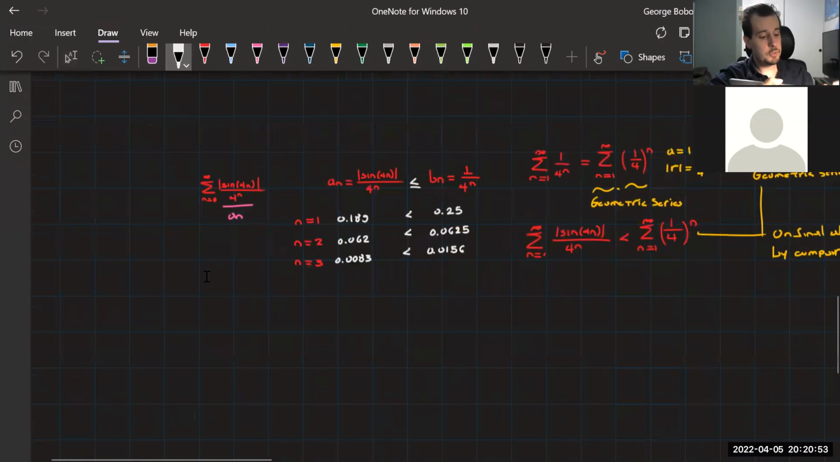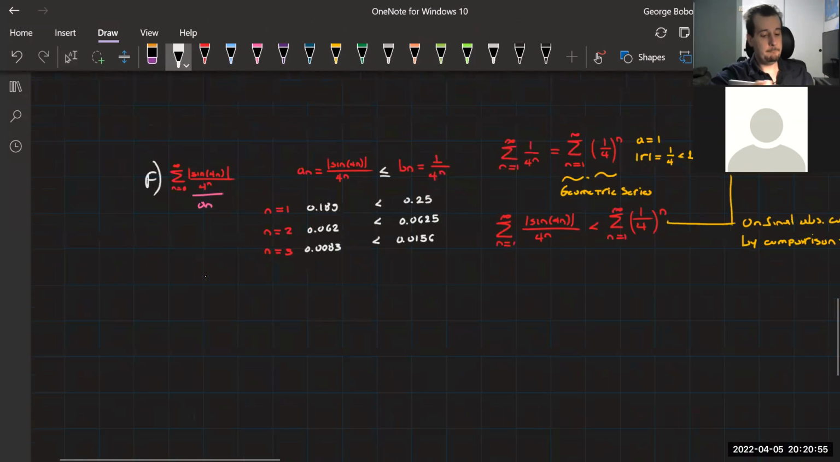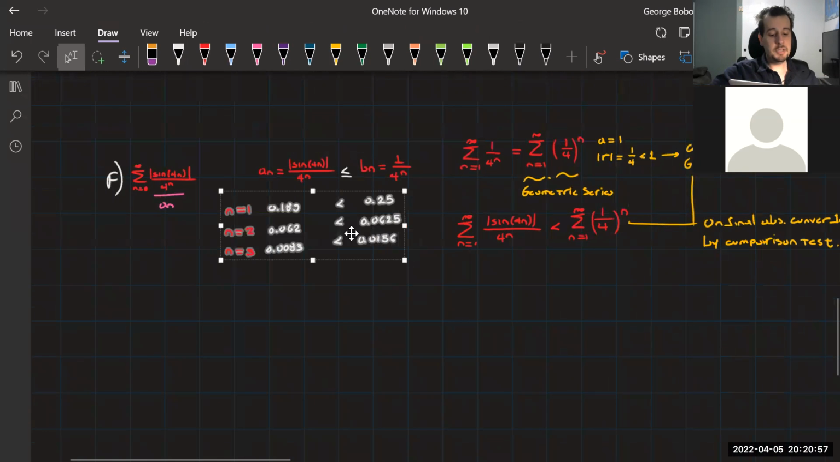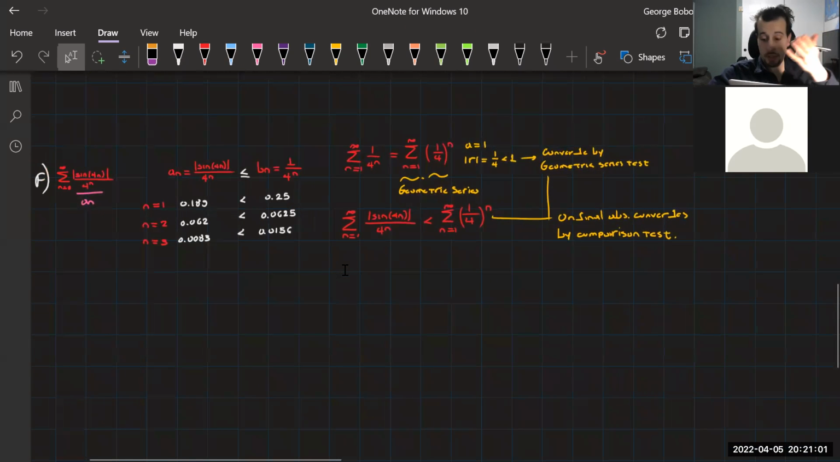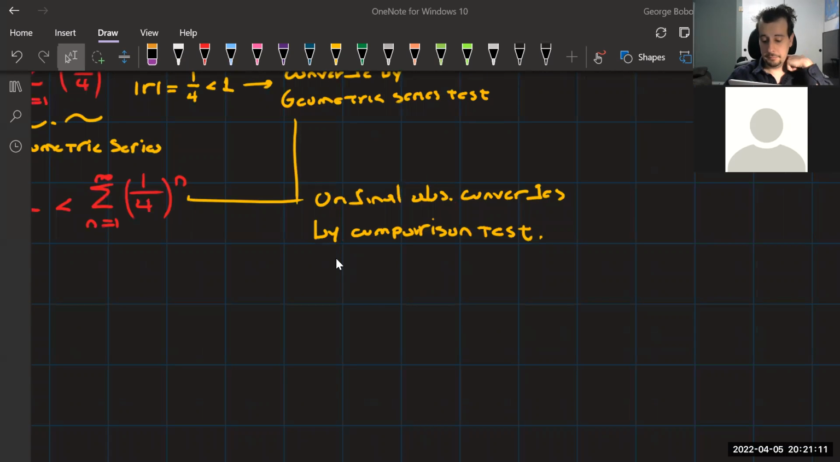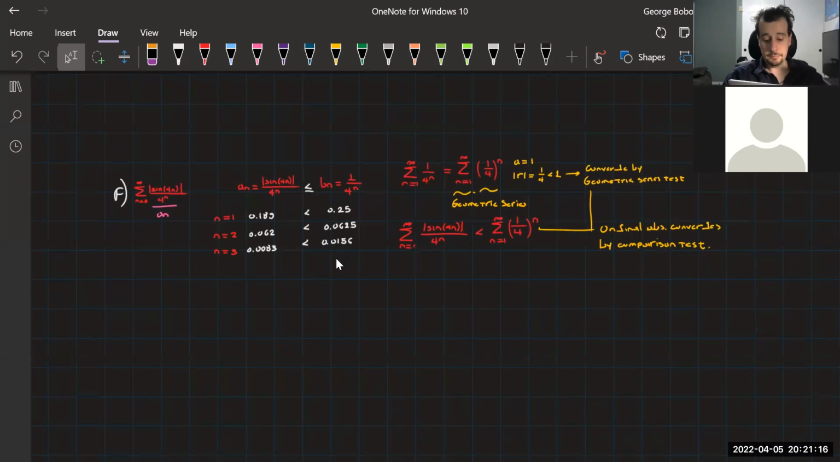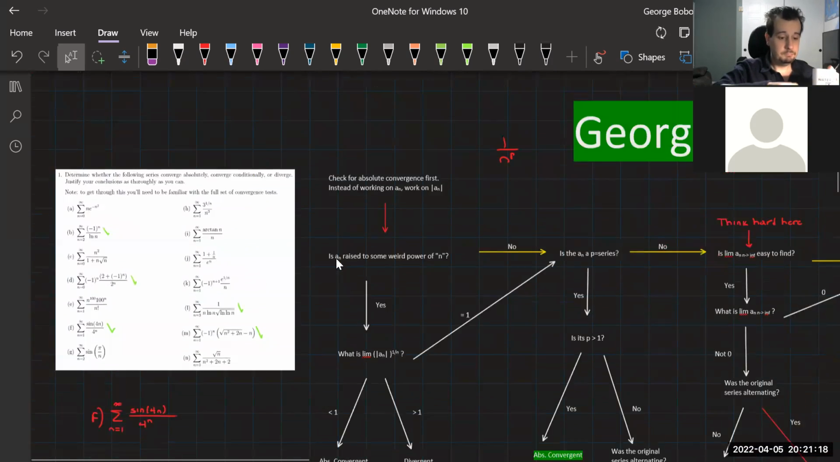All right, so this was F. Does this make sense? We reached again the steps for the comparison test. You came up with a series that is larger consistently. We proved that the larger series converges, and therefore the smaller series will also converge. Yeah. All good? Keep going.